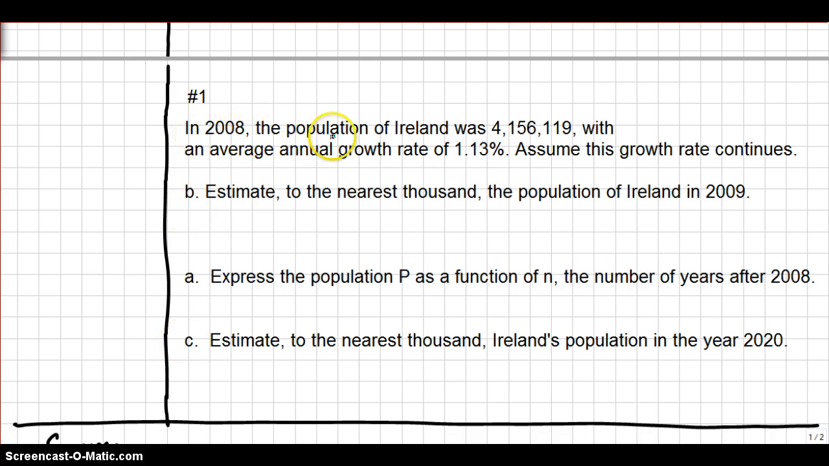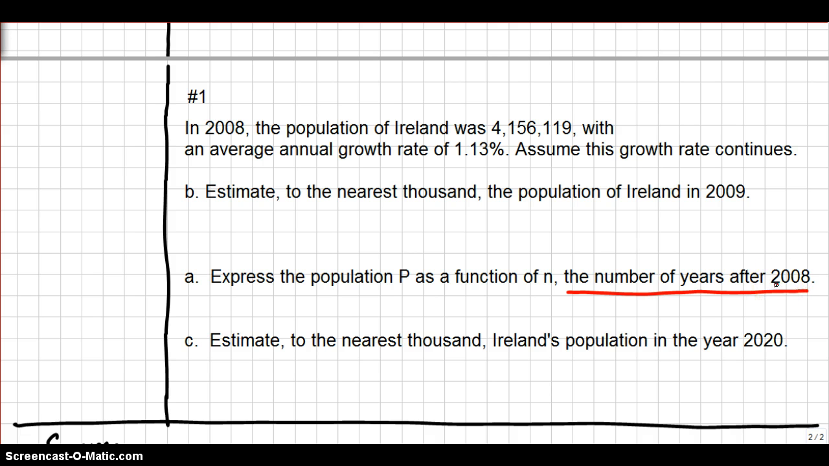In 2008, the population of Ireland was 4,156,119, with an average annual growth rate of 1.13%. Assume this growth rate continues. Express the population P as a function of n, the number of years after 2008. So be careful here. This is them indicating that there is a starting date of 2008.